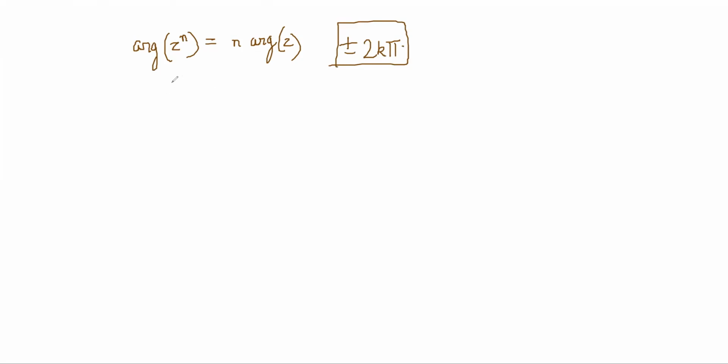So if the argument of this was say pi by 6 and n was 8, or n was 10 or something, it's not 10 times pi by 6, which will be much bigger than pi. So 10 times pi by 6 is actually 5 pi by 3, which is 300 degrees. So I will not write 300 degrees like this. I'll write minus 60.